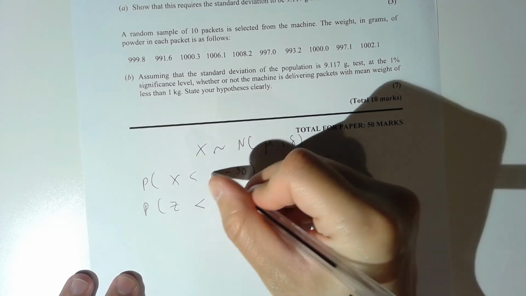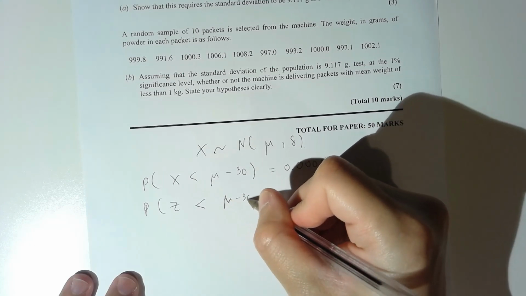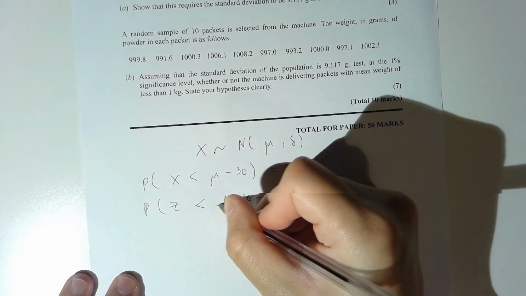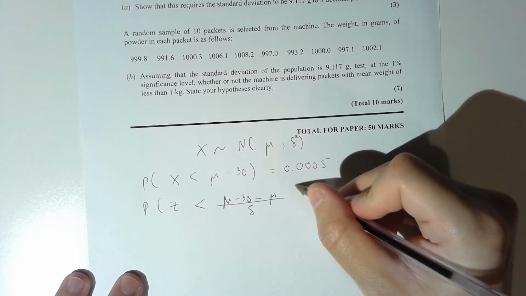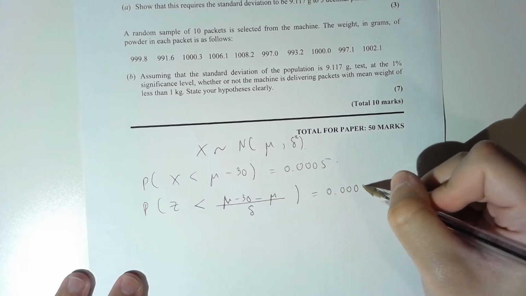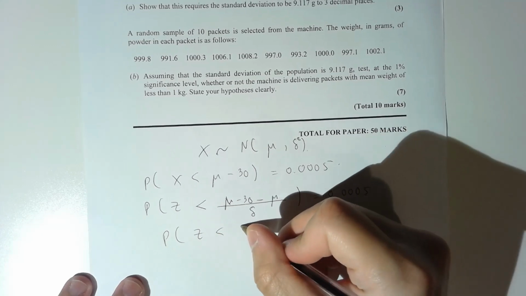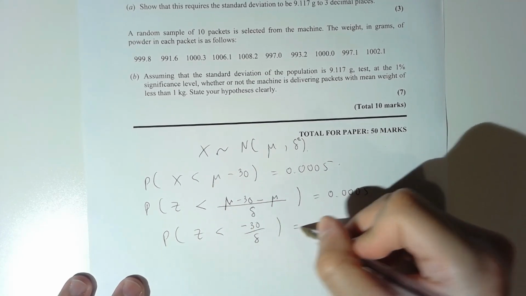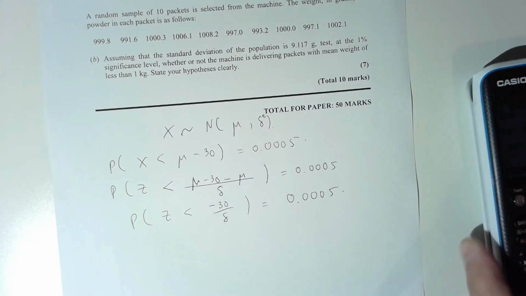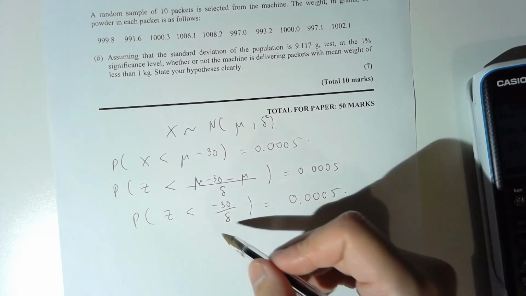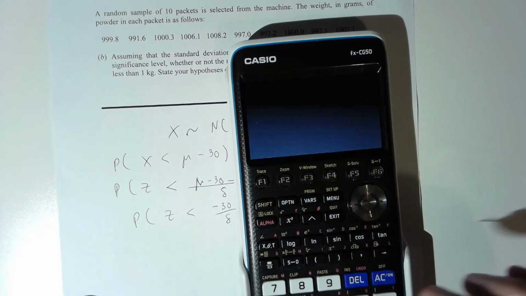So for this whole value here, you take away the mean, and divide by the standard deviation. We should have a square here. That value equals 0.0005. Now, because we have to simplify it, you can use the calculator to find the value inside the bracket here. What value could it be? So it goes 0.0005. Now we can use the calculator to work it out.